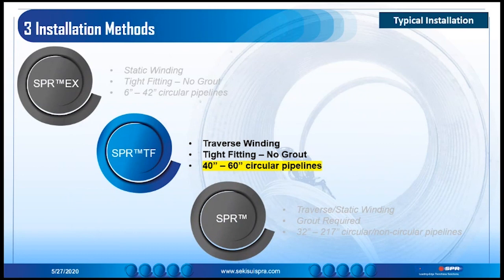Next, we have SPR TF. This is a traverse winding system, and this is our newest product in the Sekisui family for 40 through 60-inch circular pipelines.